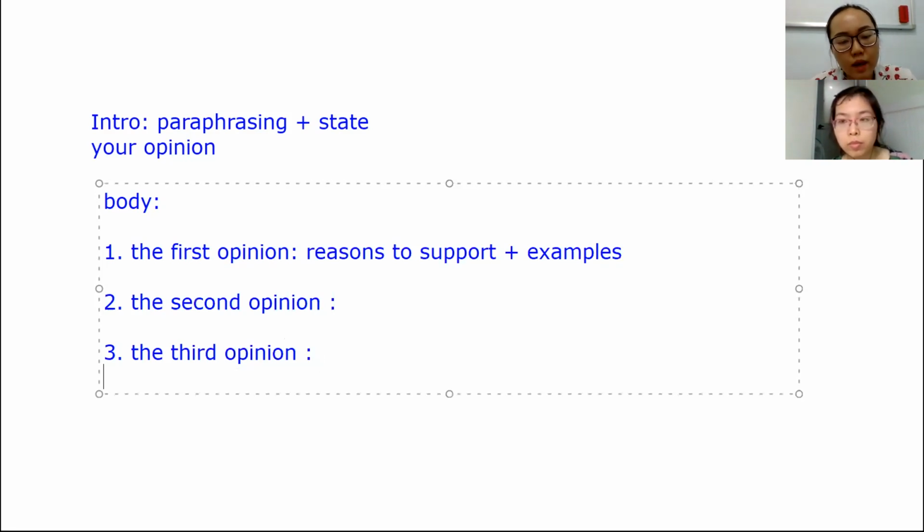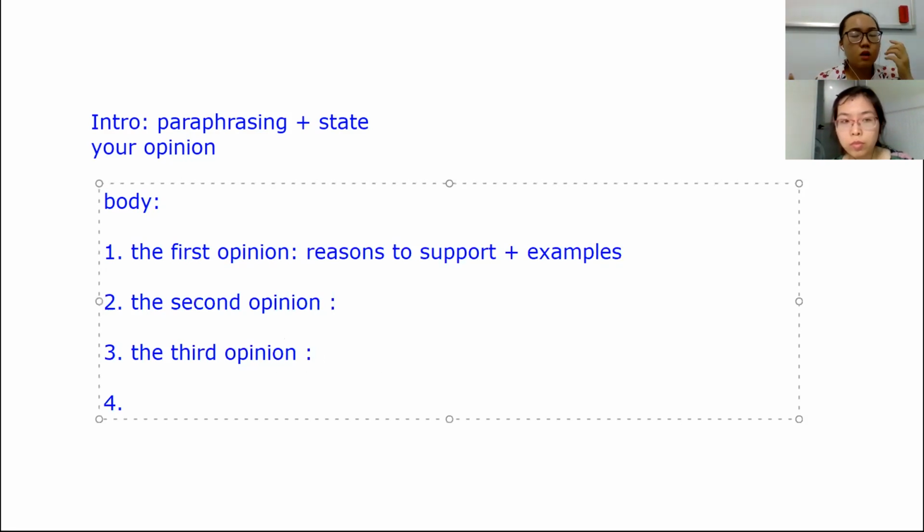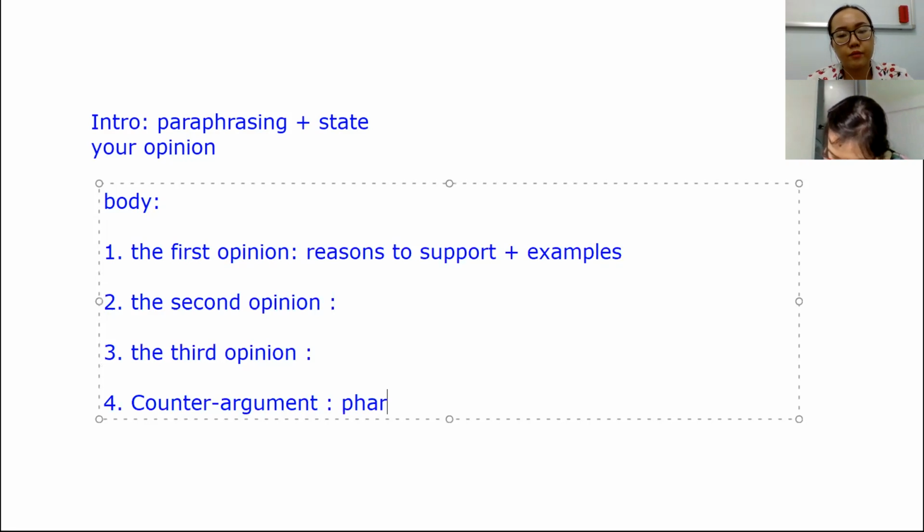But there's one thing that we have to pay attention to. For example, if they ask you, do you agree or disagree? And then you say, okay, I completely agree. And your whole essay is about how you agree with that point. Okay, then somehow your essay will become a little bit subjective. Nó sẽ bị phiến diện, bị chủ quan. So we should have something called counter argument. Okay, counter argument là phản đề. Yes, phản đề.